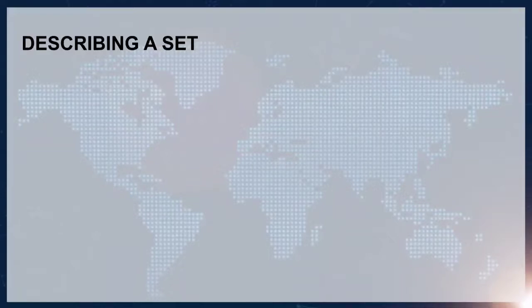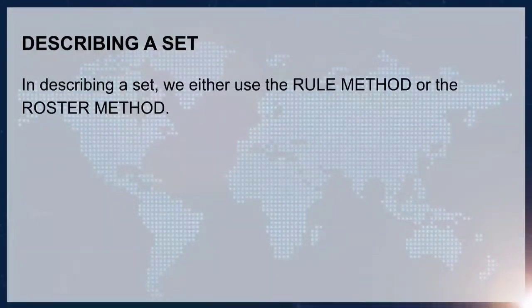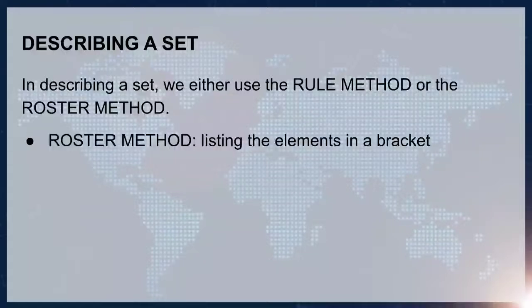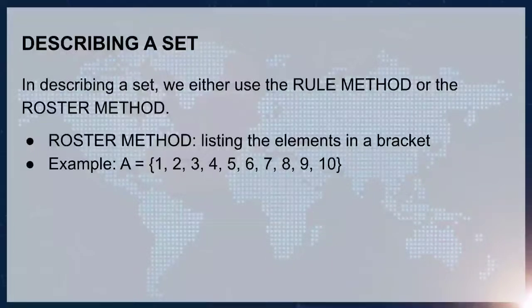Okay, how do we describe a set? In describing a set, we either use the rule method or the roster method. So what are those? In the roster method, we basically list down all the elements inside the bracket. Here's an example. We have set A, and then we list down all the elements of set A in a bracket, and that's 1, 2, 3, 4, 5, 6, 7, 8, 9, and 10. So the numbers 1 to 10 are the elements of set A. And we describe set A by listing down all the roster. That's why it's called the roster method.